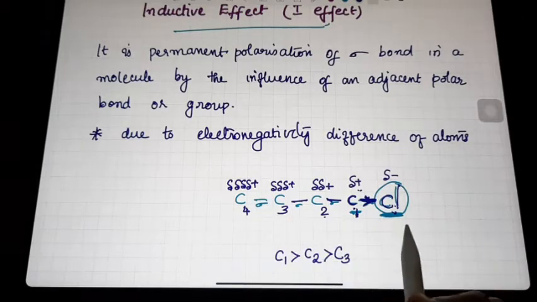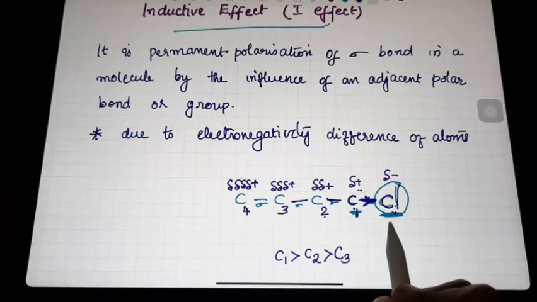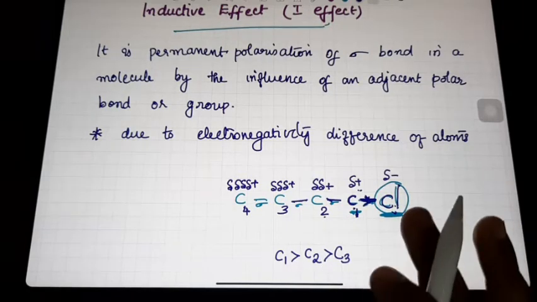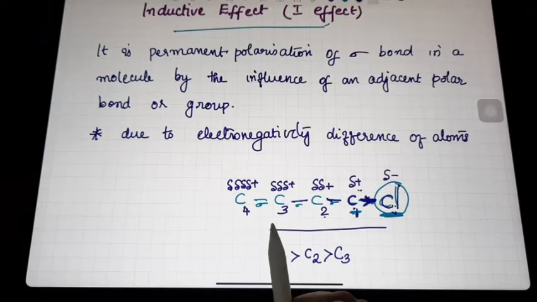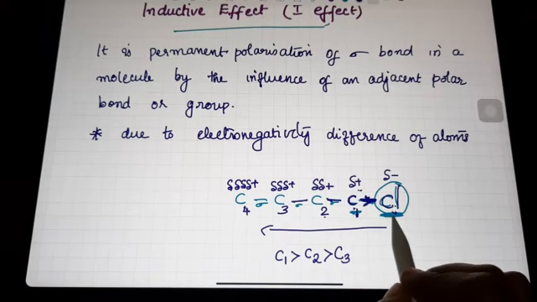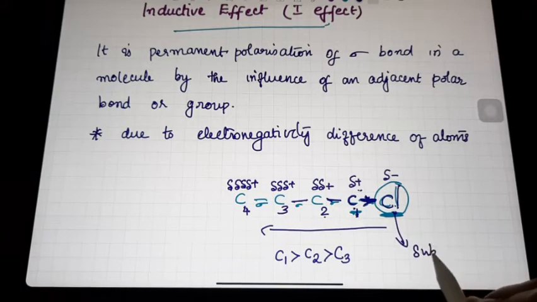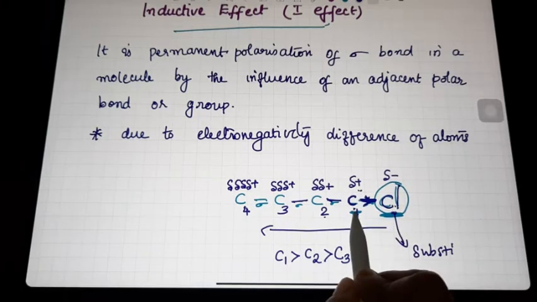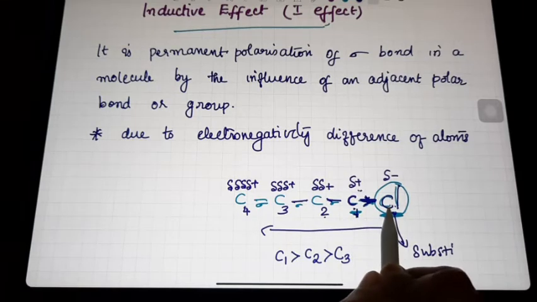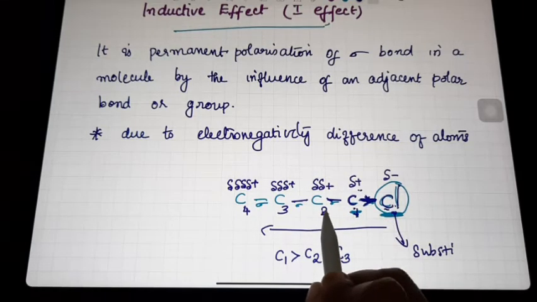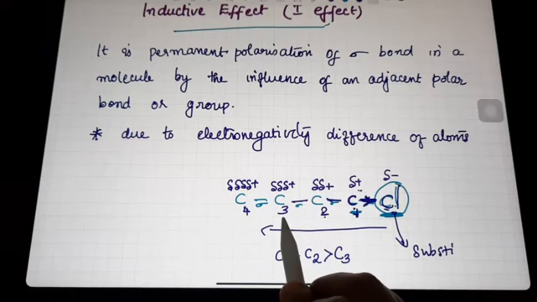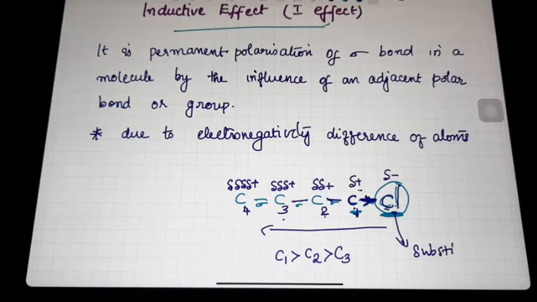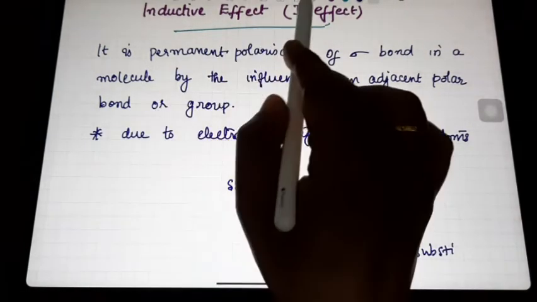So from this you understood that this effect decreases with increasing distance from the substituent. Here the substituent is chlorine. This carbon has more effect towards this chlorine compared to C2, and C2 has more effect compared to C3. That means when distance increases, this effect decreases. Then go to the definition.